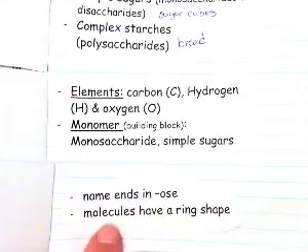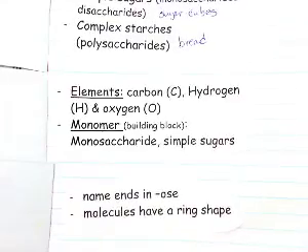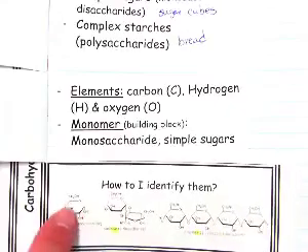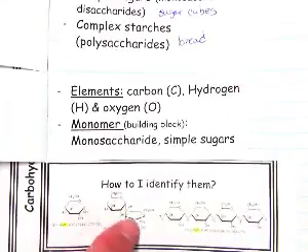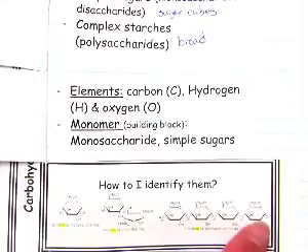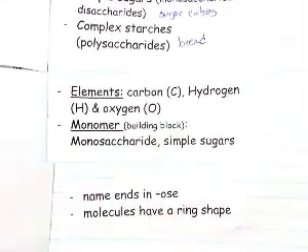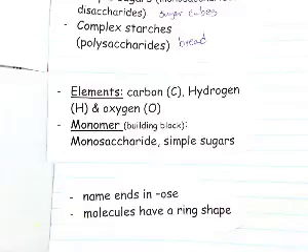When we look at carbohydrates, the molecules all have a ring shape to them. All compact. So the monosaccharide 1 ring, disaccharide 2 rings, polysaccharide, this picture has 4. Poly means many, so it would have many rings. The molecules have a ring shape.